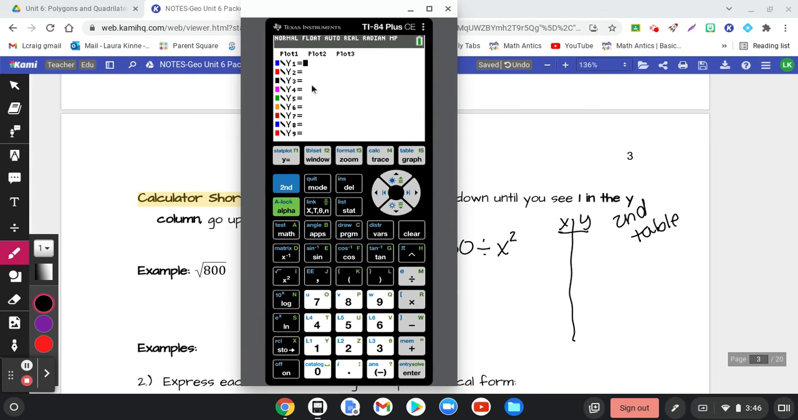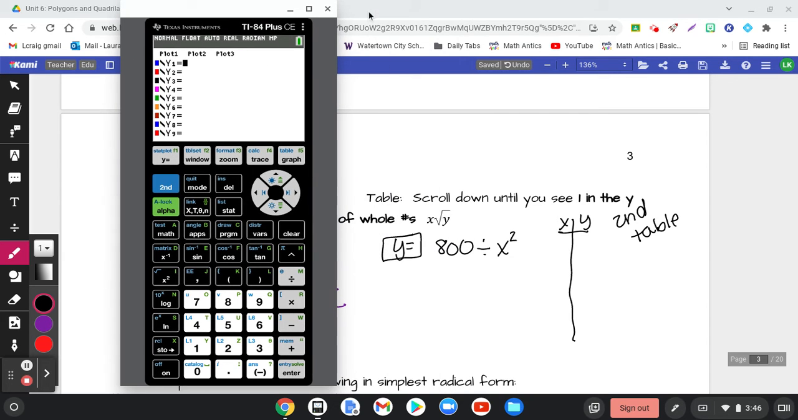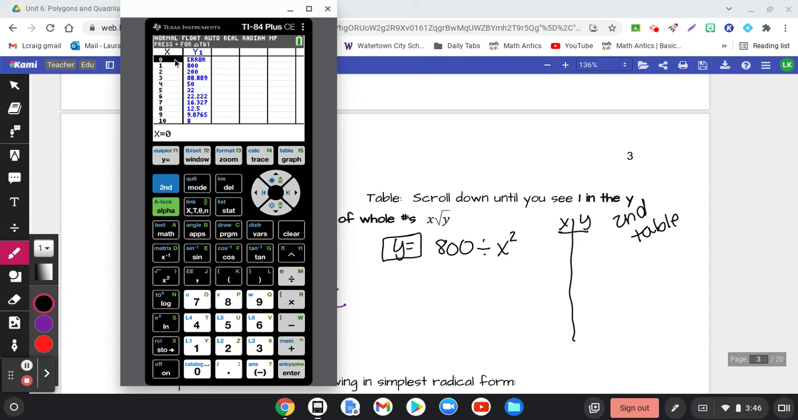So I'm going to go to y equals. If there's something there, hit clear. My number is 800, so I'm going to do 800 divided by x squared. So you hit x and then the squared. And what you're telling the calculator is to find all the perfect squares that go into 800. So I'm going to go to my table now. You're not going to be in the negatives. You're going to start at 1. So 1, 800. I see 2, 200. I see 4, 50. All of those are slowly simplifying it. But you want to scroll down in your table until you see a 1 in the y column. So that way you know you're done.